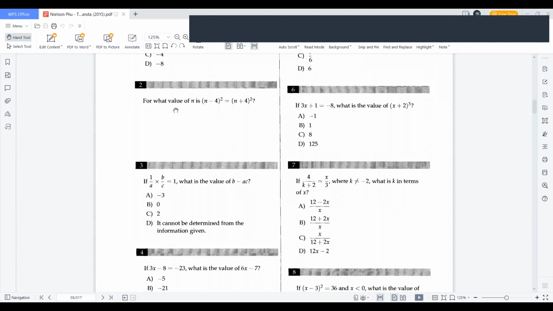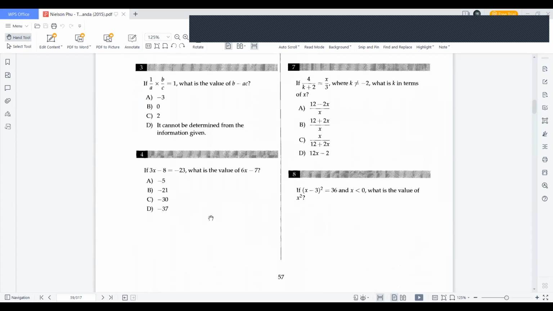Explain. 0 minus 4 is negative 4. 0 plus 4 is still 4. Negative 4 squared is 16. Positive 4 squared is also 16. Yeah, that's right. The answer is indeed 0. Okay, thank you. Number 3.